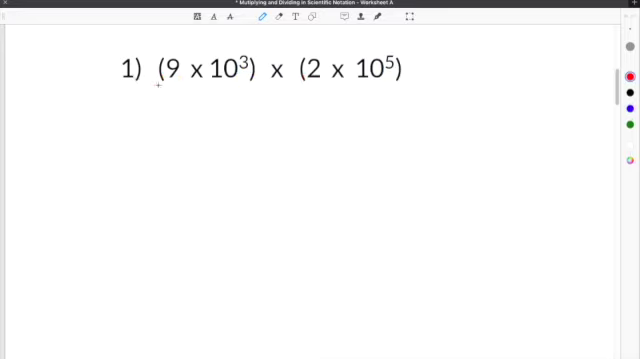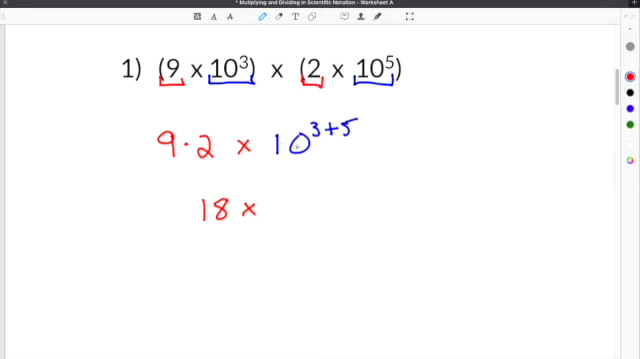Let's go ahead and solve our first problem. 9 times 10 to the 3rd times 2 times 10 to the 5th. So like we already said, we have to multiply the coefficients together. So we're going to do 9 times 2 because we're multiplying, and then we have our two powers of 10, which are 10 to the third and 10 to the fifth. So that will be times 10 to the 3 plus 5 because we have to add the exponents. 9 times 2 is 18 times 10 to the 3 plus 5, which is 8.